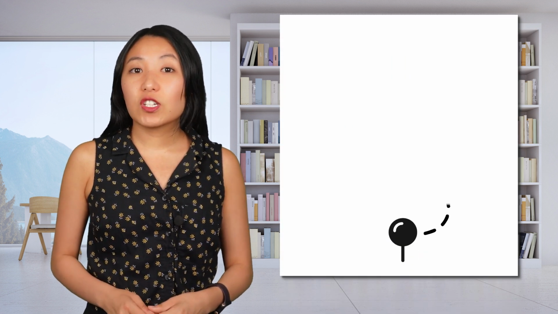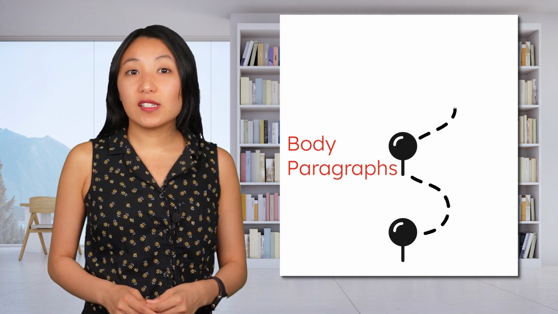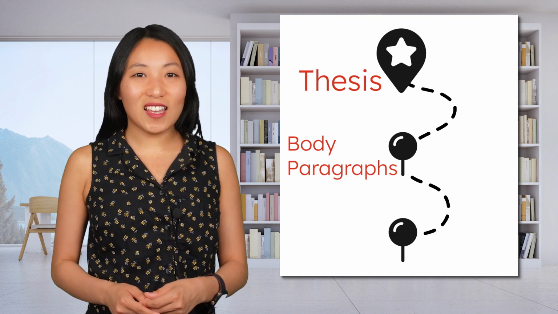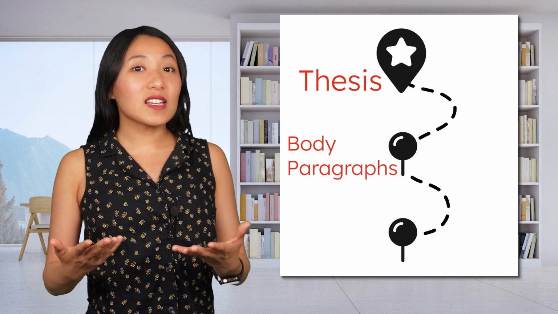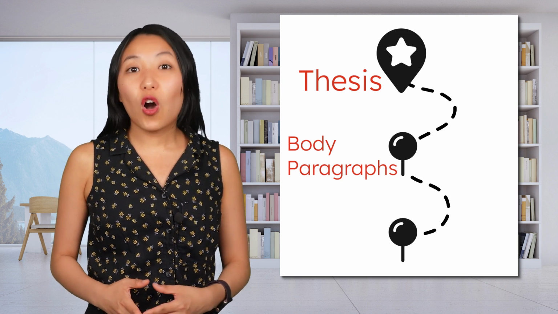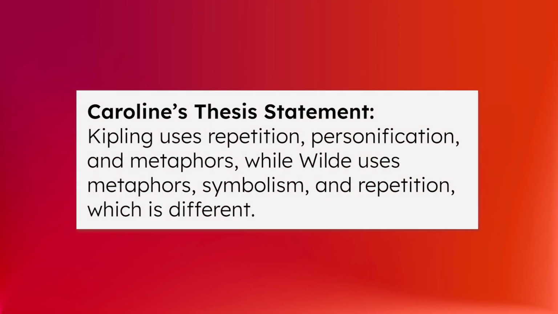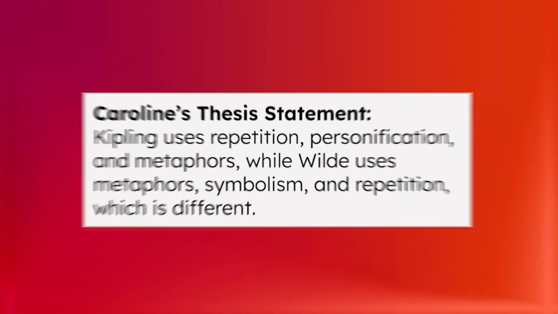But claims aren't the only thing we need to include in our point-by-point outline. When we were in the exploration lab, we learned that our thesis statement is the destination for our essay. It sums up what our essay is about by including a version of all of the claims we will make along the way. Which sounds easy enough now that I have all my claims. I'll just jot down my thesis real quick. Kipling uses repetition, personification, and metaphors, while Wilde uses metaphors, symbolism, and repetition, which is different.